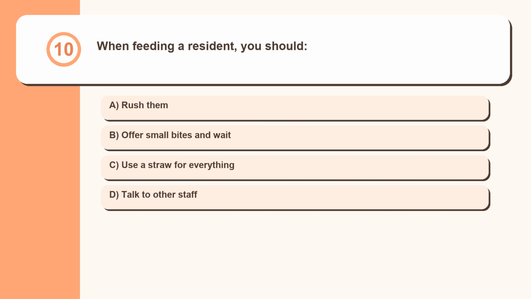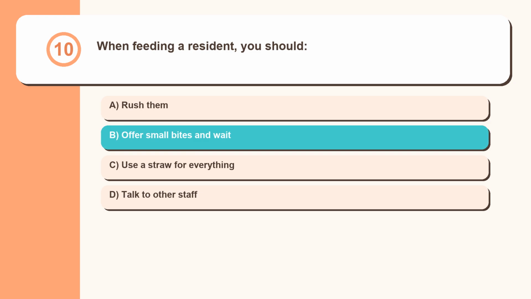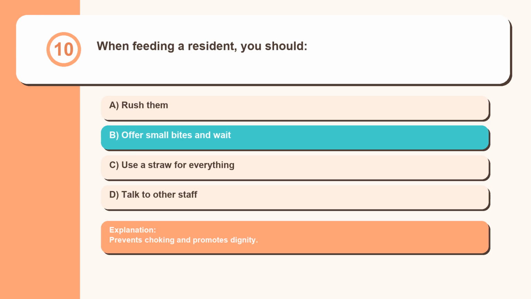Question 10. When feeding a resident, you should rush them. Offer small bites and wait. Use a straw for everything. Talk to other staff. Prevents choking and promotes dignity.